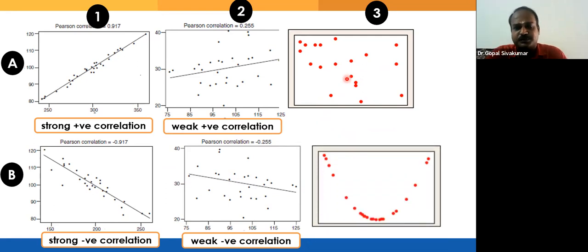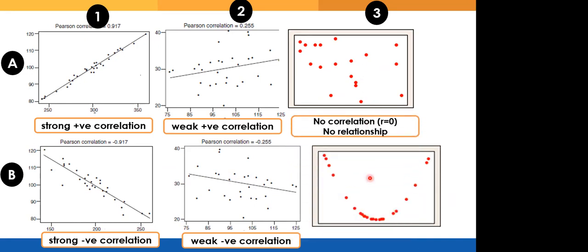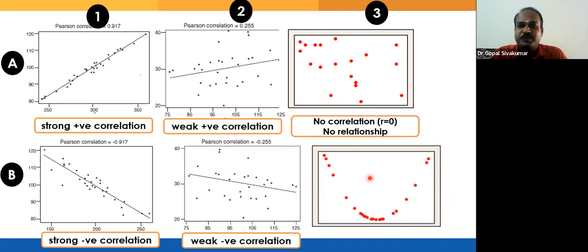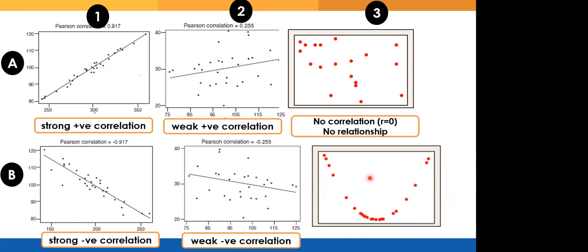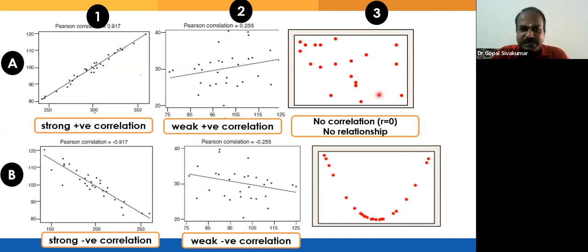Now I am showing one more. Tell me, do you see any correlation between X and Y here? No, sir. There is, but... Yes, there is a correlation. I'll help you now. The fifth diagram, there is no correlation, no correlation as well as no relationship.